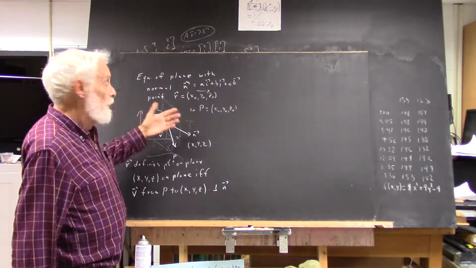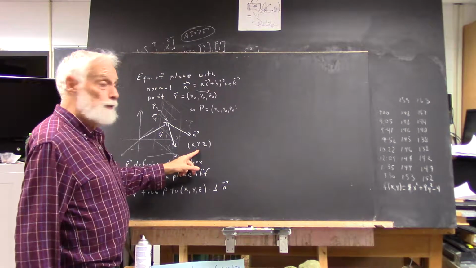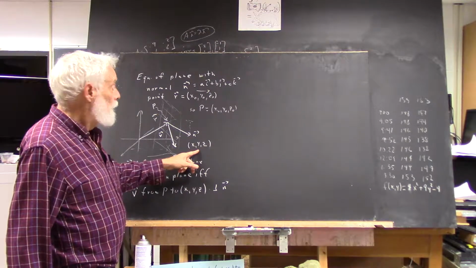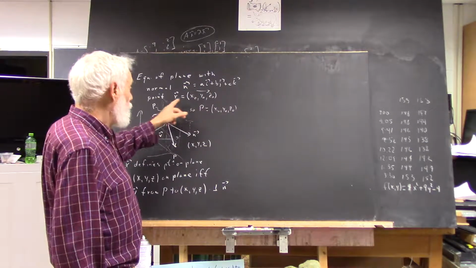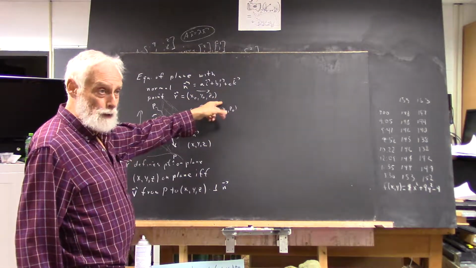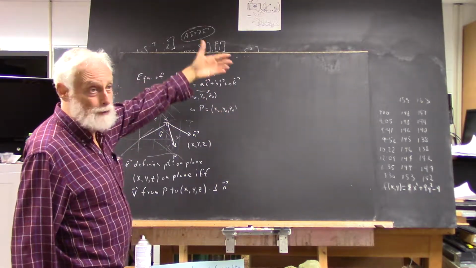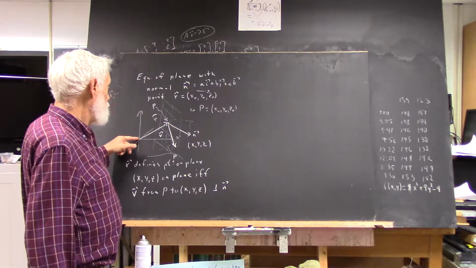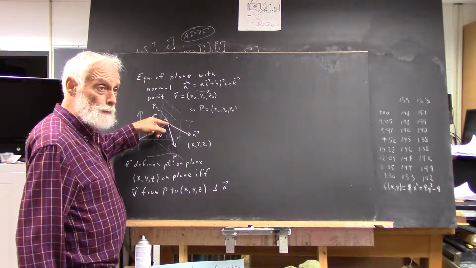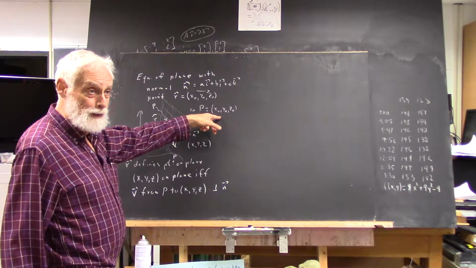So, what's the condition for another point x, y, z to be in the plane? Now we're going to let P stand for the point x naught, y naught, z naught. R is a vector, x naught i plus y naught j plus z naught k, right? And its initial point is 0, so that the terminal point is at the point x naught, y naught, z naught.